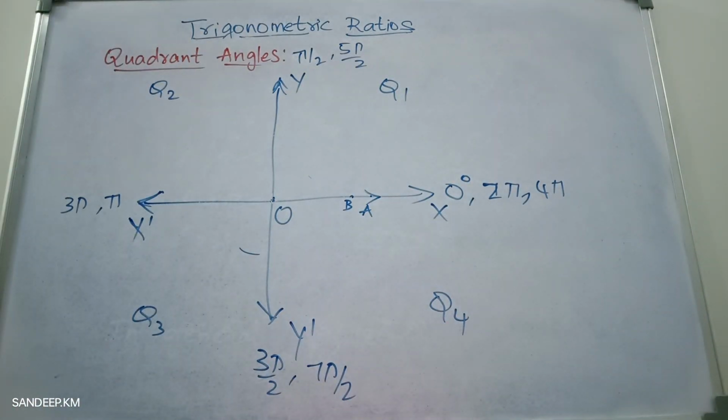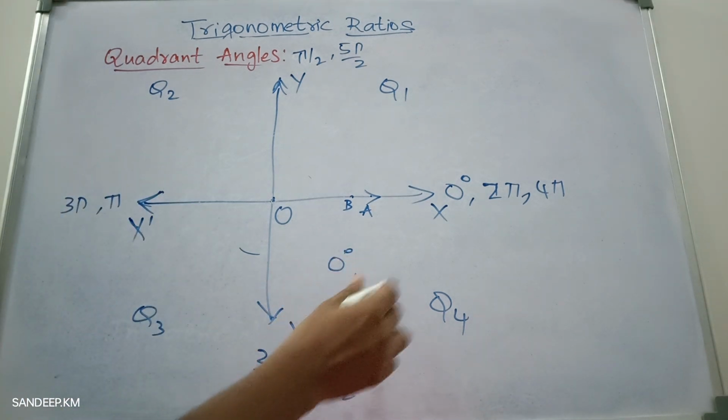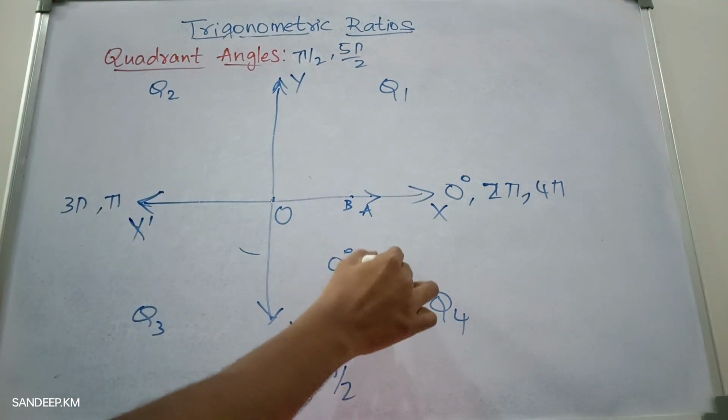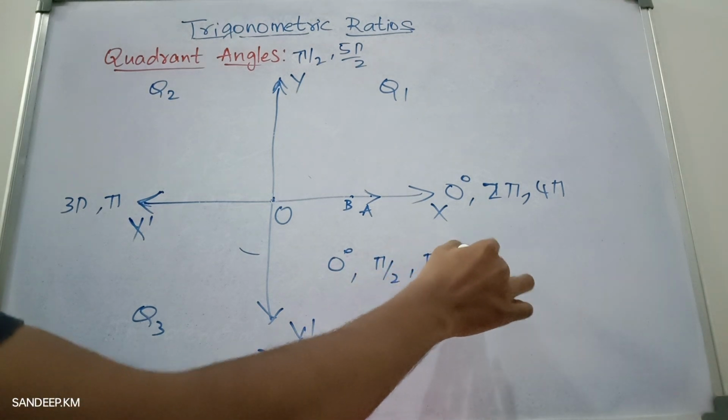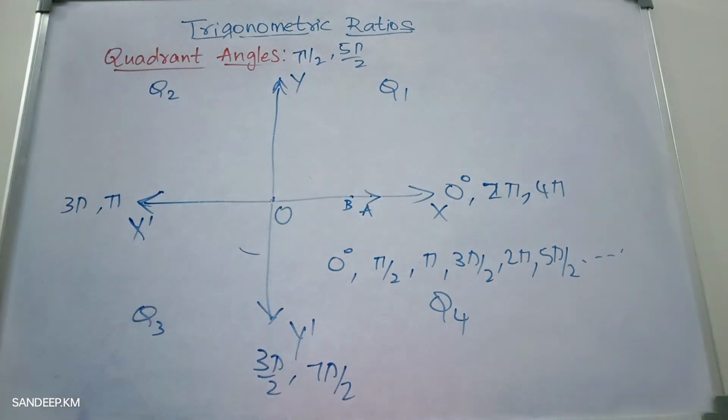So these angles are called quadrant angles. So what are quadrant angles here? 0 degrees or 0. Next pi by 2, pi, 3 pi by 2, 2 pi, 5 pi by 2, and so on. These angles are called quadrant angles.